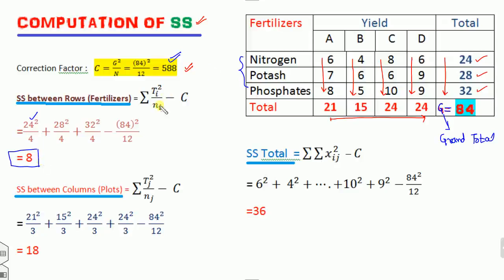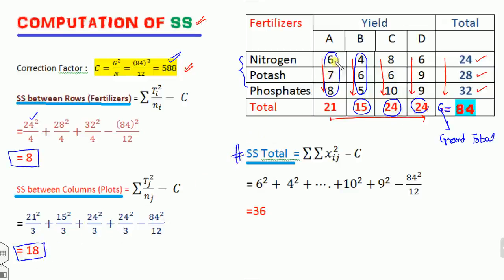Apply the same procedure for the column wise, that is the plot. So the sum is 21. 21 square, and the number of observations in the 21 is only 3. So 21 square by 3, plus the second, 15 square divided by again 3, plus 24 square divided by 3, plus 24 square divided by 3, minus C. You will get 18. And the last is SS total.